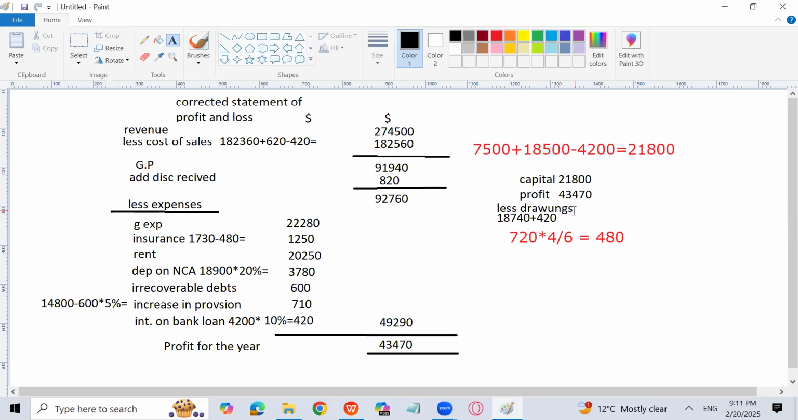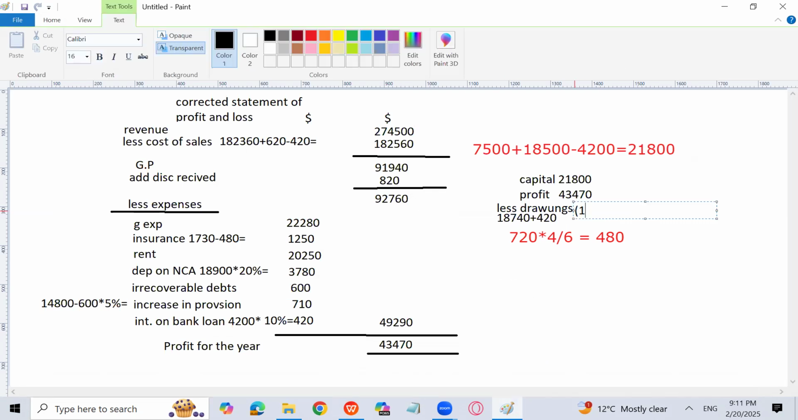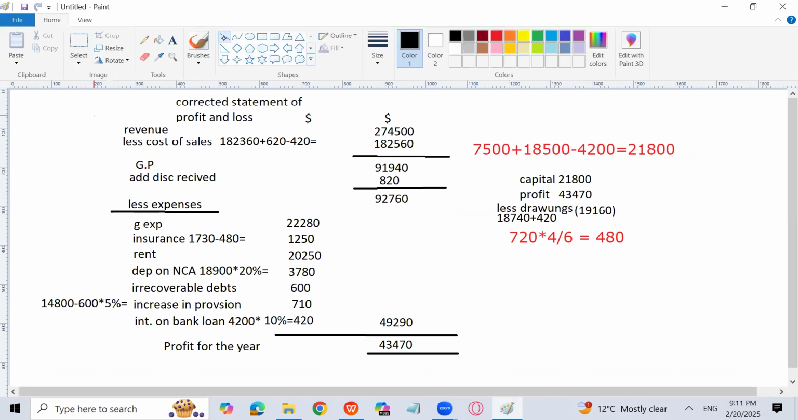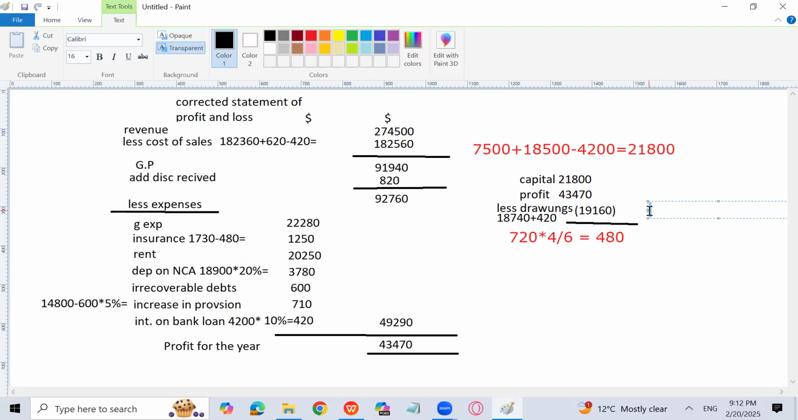19160. So I will subtract here in bracket 19160. And now you can calculate the capital at the end, or whatever capital you require. The closing capital of the business is 21,800 plus 43,470 minus 19,160. So 46,110 is the capital at the end. I will write here 46,110. So this is how I have calculated the capital also, which is required in the question.